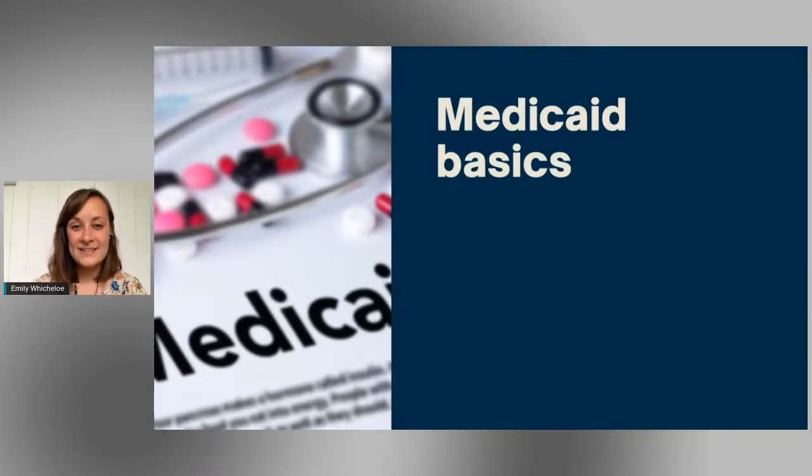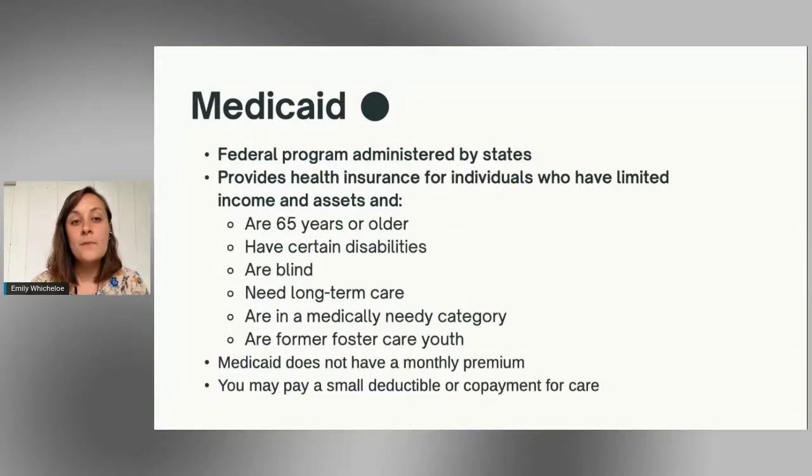So one last core piece of information that I'd like to go over before we move into the transition process is just talking a little bit about Medicaid. So Medicaid is a federal program administered by states. It provides health insurance for individuals who have limited income and assets and are in one of these eligibility categories. They're either 65 years or older, have certain disabilities, are blind, need long-term care, are in a medically needy category, or are former foster care youth. Medicaid does not have a monthly premium, and you may pay a small deductible or copayment for your care.